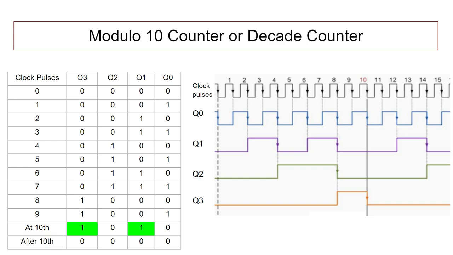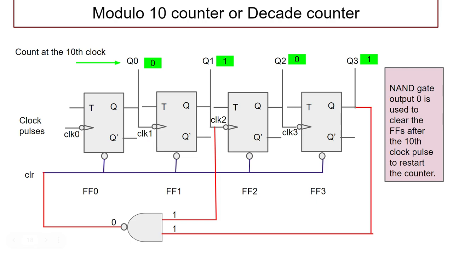So in order to generate the clear signal from Q1 and Q3, all we require is a NAND gate in the normal 4-bit ripple counter, to which the inputs are taken from Q1 and Q3, which are taking the value 1 at the 10th clock pulse. Hence the output of the NAND gate becomes 0 at the 10th clock pulse, and this is used for clearing all the flip-flops at the 10th clock pulse.